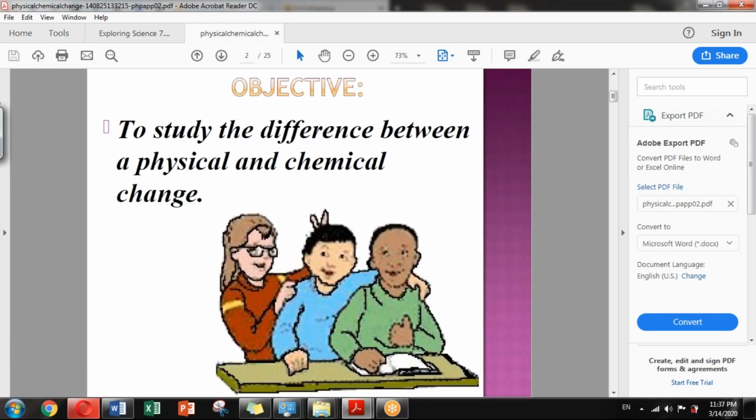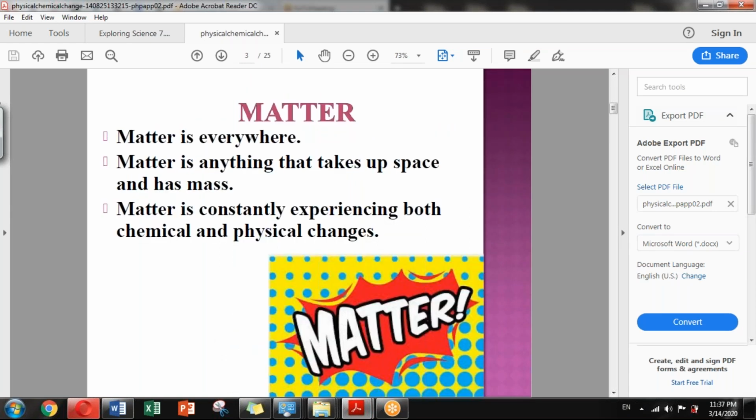Here, the objective of the lesson is again to study the differences between a physical and a chemical change. First of all, let's learn what matter is. Actually, in the fifth grade too, we learned this lesson about matter. Matter is everywhere, and it's anything that takes up space and has mass. Any particle, let's choose the smallest particle, for example, atom. The smallest particle is atom, but atom itself has mass and it occupies space. So it is taken into account as matter. Also, subatomic particles, very small particles, are considered as matter because, of course, the mass is very small, but at least they have mass and they take up space.